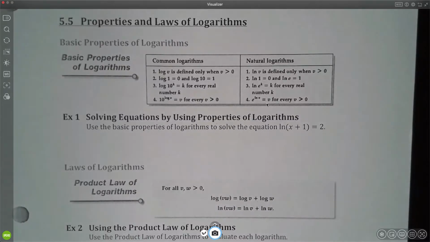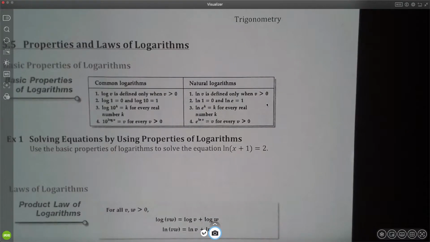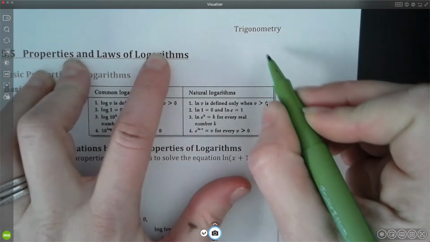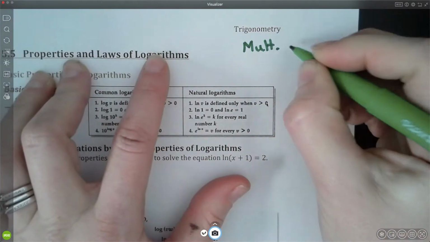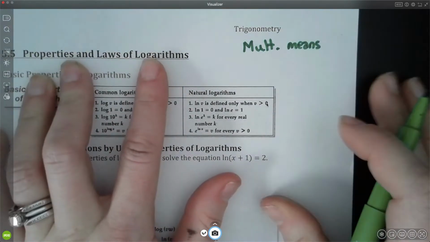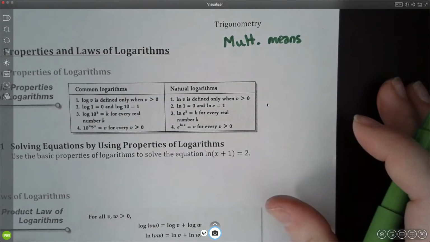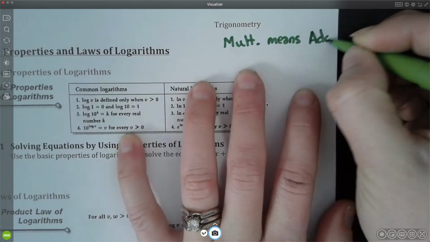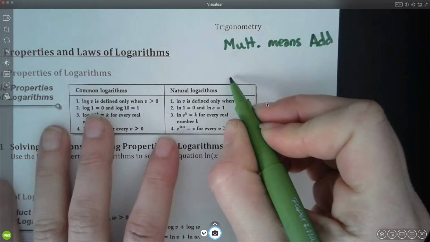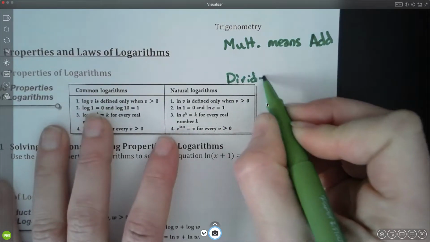So, section 5.5 is algebra of logs at its finest, okay? The things to remember for properties of logs is that multiply means add, and divide means subtract.